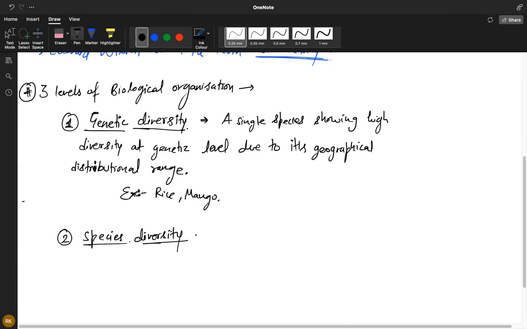So what I mean by species diversity is, now what we will do is we will take two similar habitats or two habitats and compare species richness in those habitats. So for example, let's say if you know about the two deserts, one desert of India and another desert of Africa, both are desert conditions, desert ecosystems.